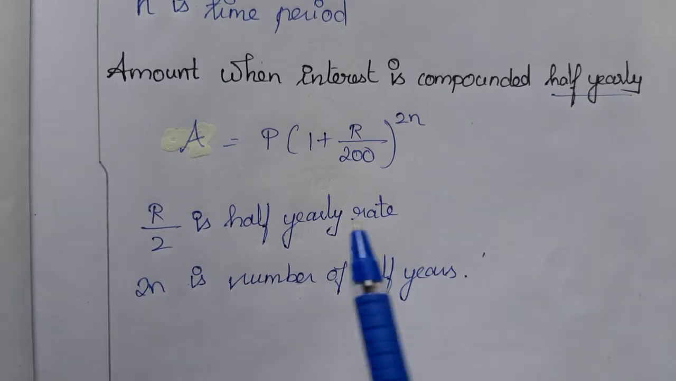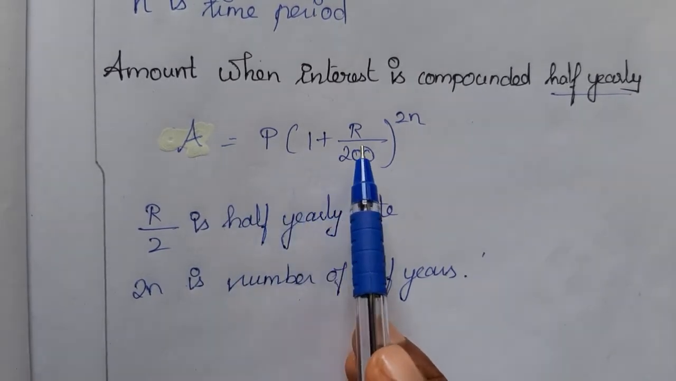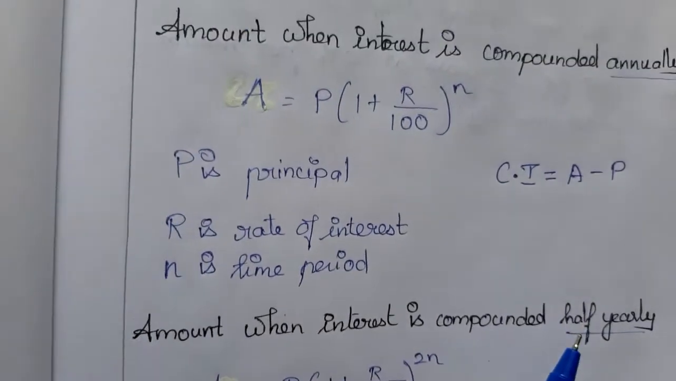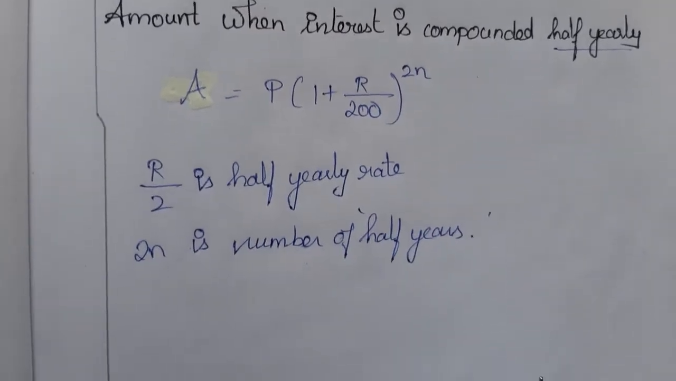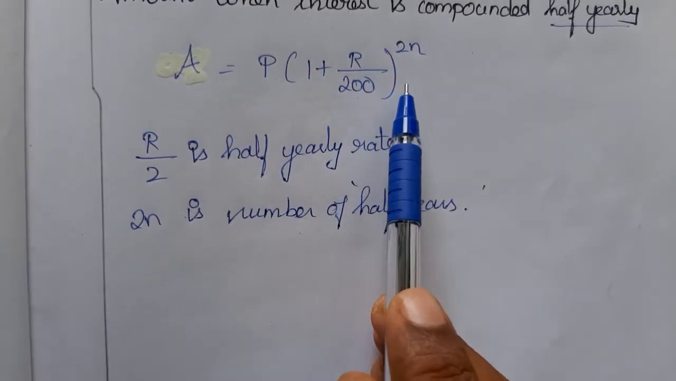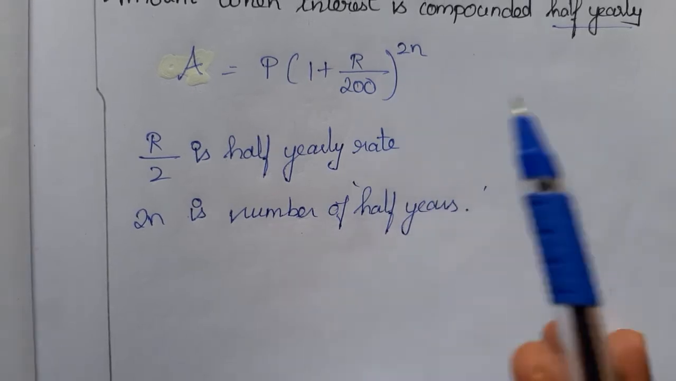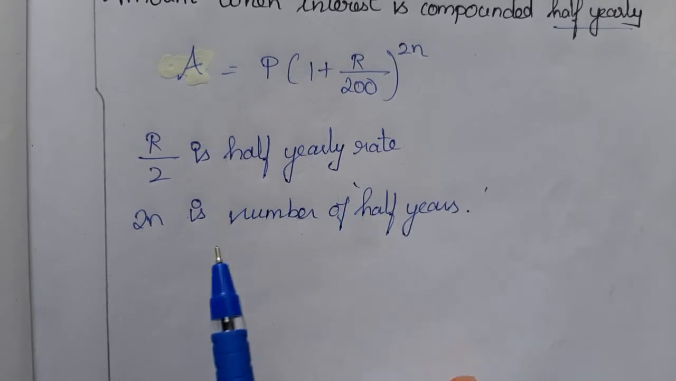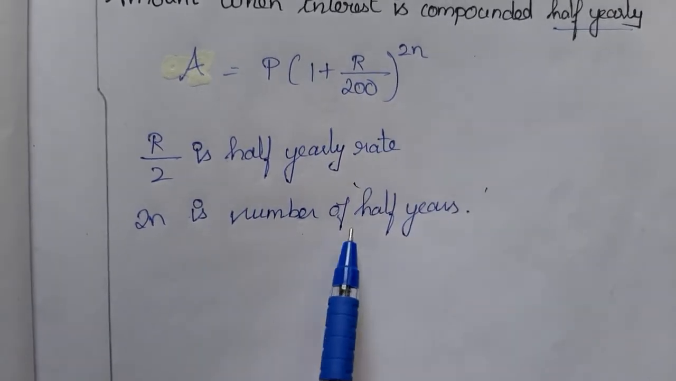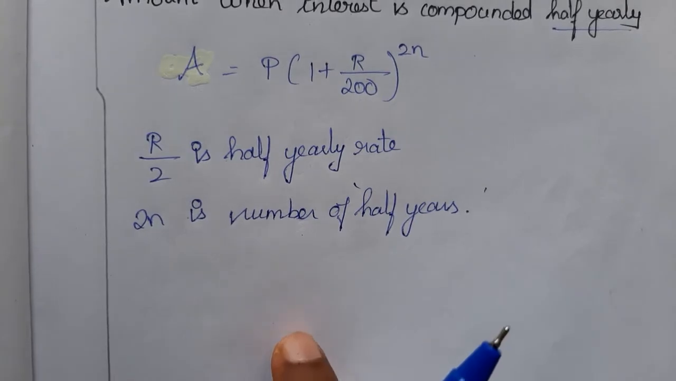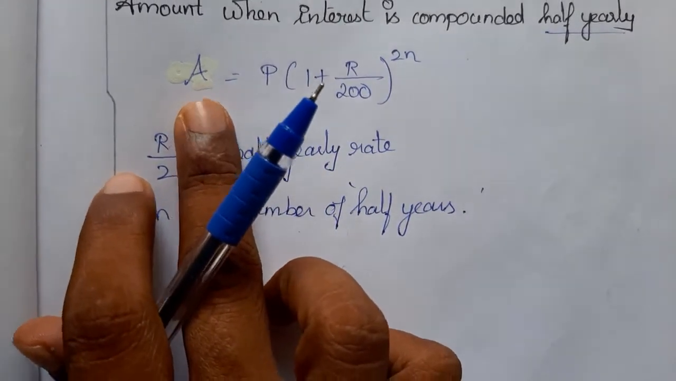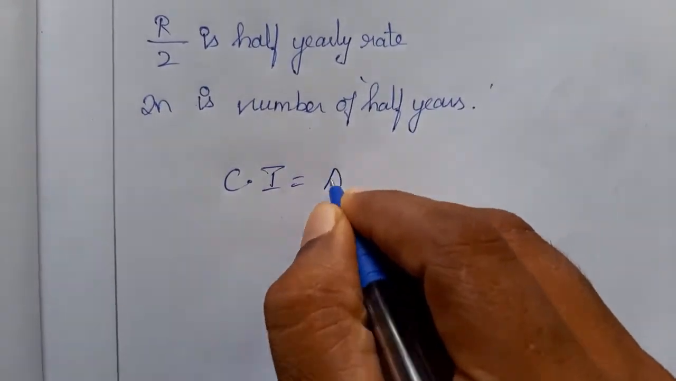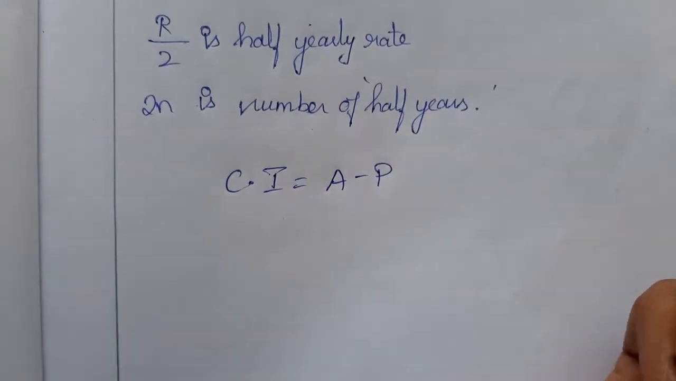Here the amount when interest is compounded half yearly: A is equal to P into 1 plus R divided by 200, the whole power 2n. Earlier it was divided by 100 with the whole power n; here it is R divided by 200 whole raised to the power 2n. R by 2 is the half yearly rate, and 2n is the number of half years. So here also we will be getting the amount. If we need the compound interest for half yearly, it is the same: from that amount we have to subtract the principal.